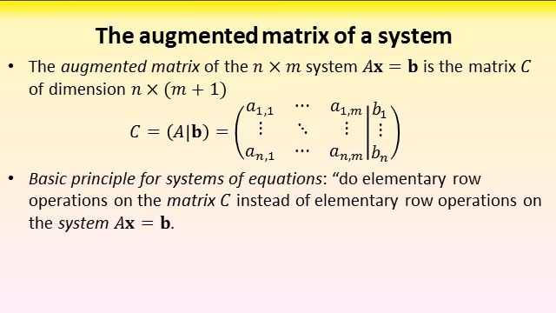So the basic principle is then this. Instead of working with this system AX equal to B and doing elementary row operations on this system to make it simpler such that we can deduce what the solution is, we perform elementary row operations on this augmented matrix C instead. And as we shall discuss in the next lecture, the basic idea is to perform elementary row operations on this matrix C, the augmented matrix, such that it will be in reduced row echelon form. Once C is in reduced row echelon form, it's very simple to deduce what the solution to the system is.